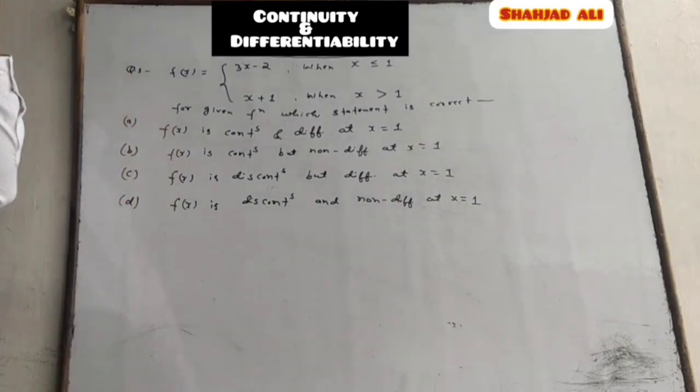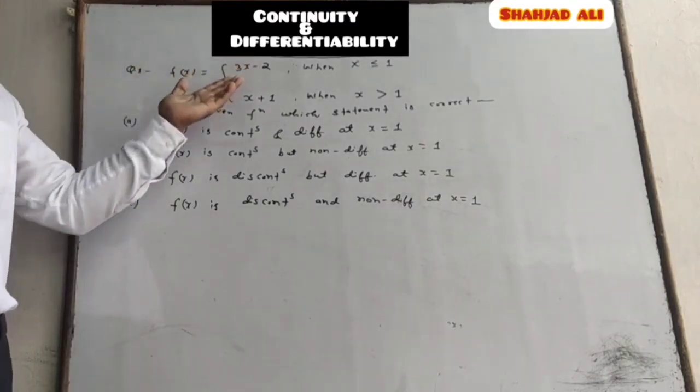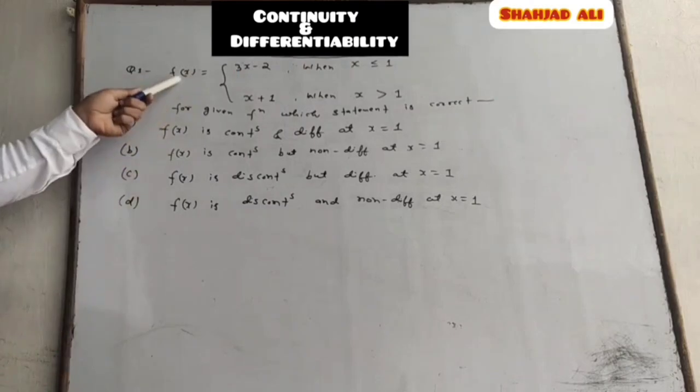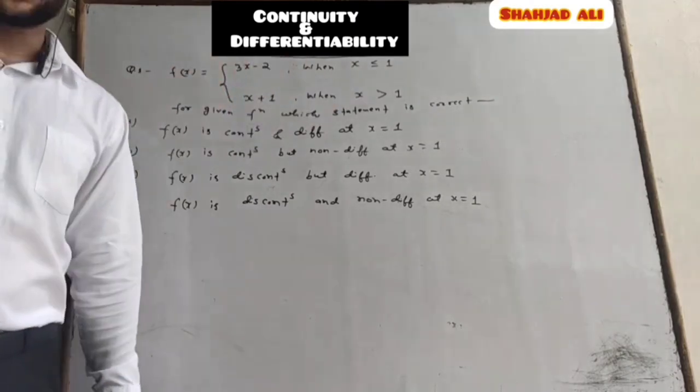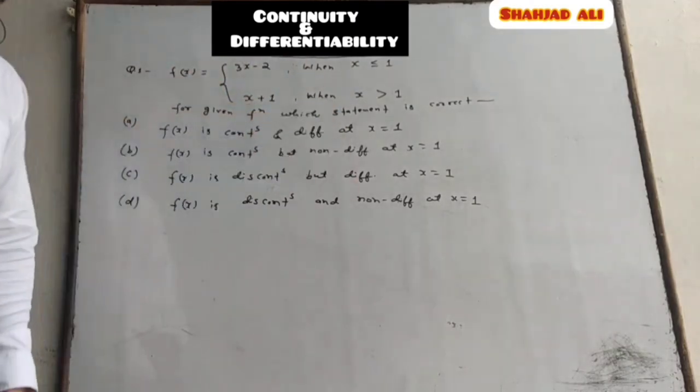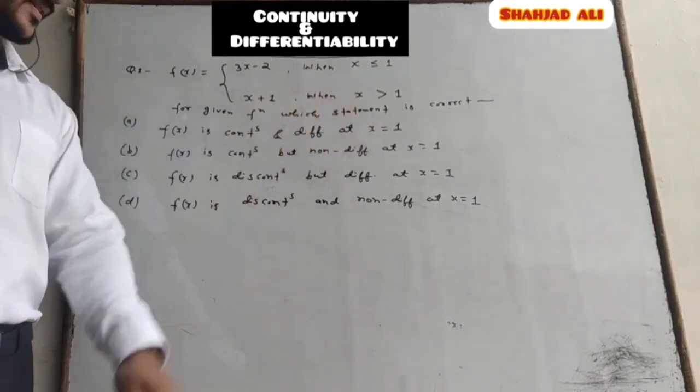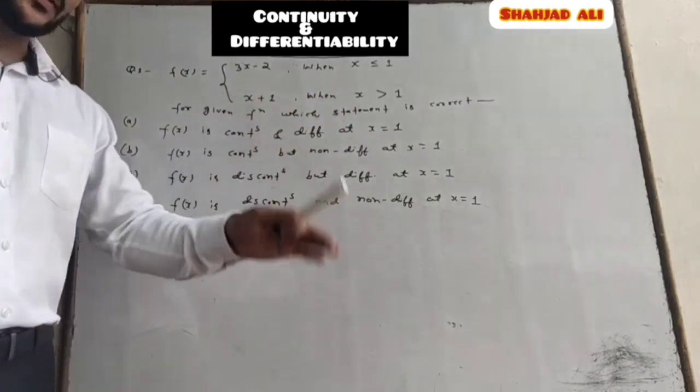This is our first question. Let's see. f(x) equals 3x minus 2 when x is less than or equal to 1, and f(x) equals x plus 1 when x is greater than 1. For the given function, which statement is correct? f(x) is continuous and differentiable at x equal to 1, continuous but non-differentiable, and so on. So these are 4 options.